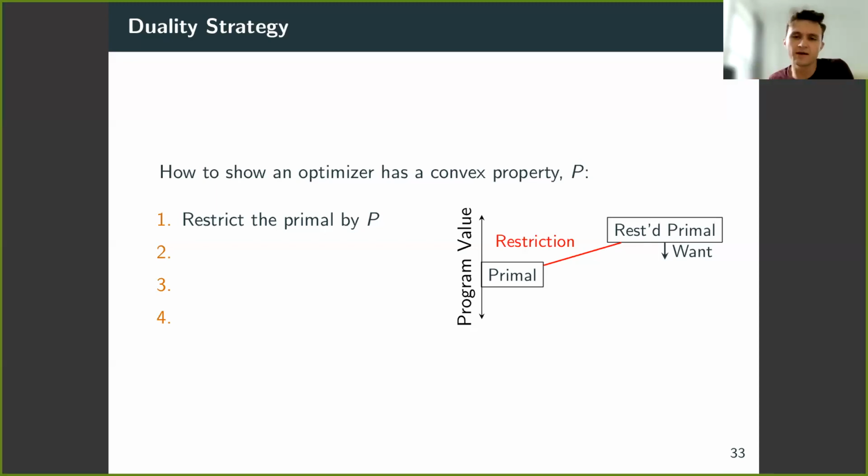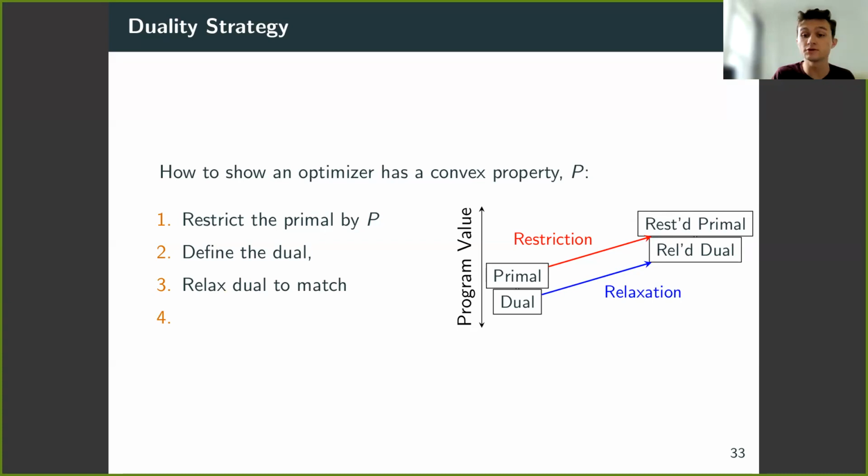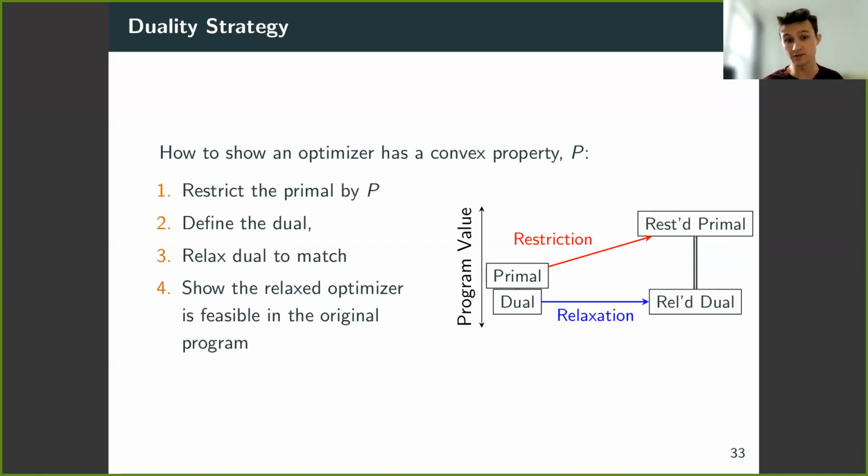And then you can say, oh, maybe not every optimal thing in my primal works, but there always is an optimal thing in my restricted primal that works. So we want to show that. But instead of doing that, what we're going to do is look at the dual problem. And for any restriction, there's a corresponding relaxation. And sometimes it's actually easier to show that the relaxation has the same value than it is to show the restriction has the same value.